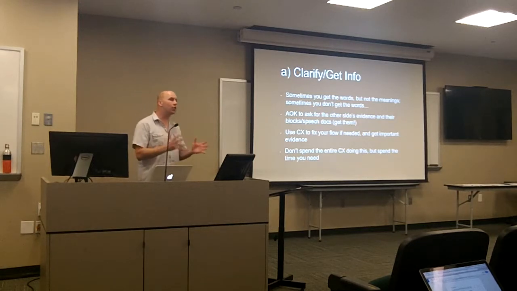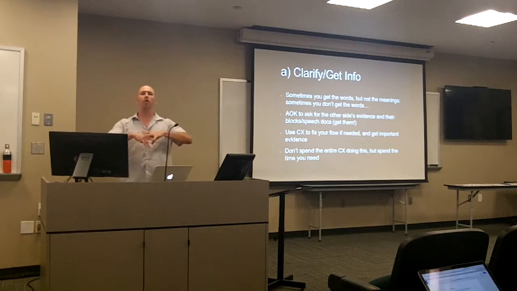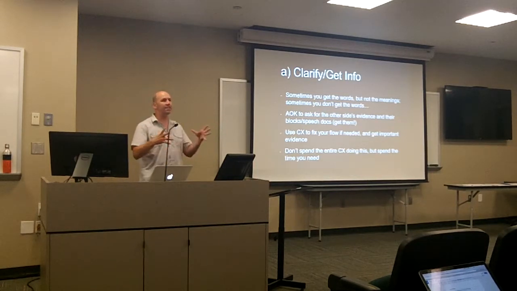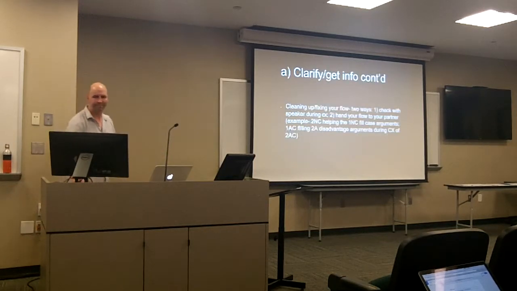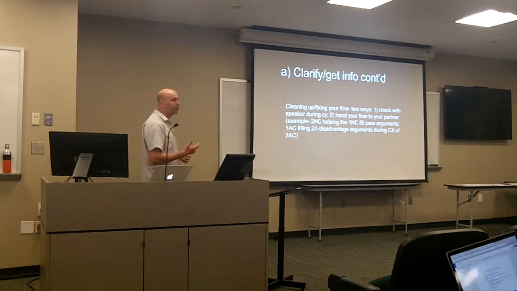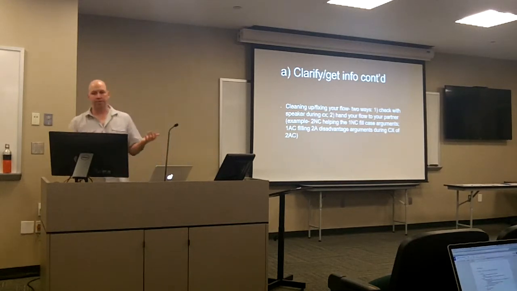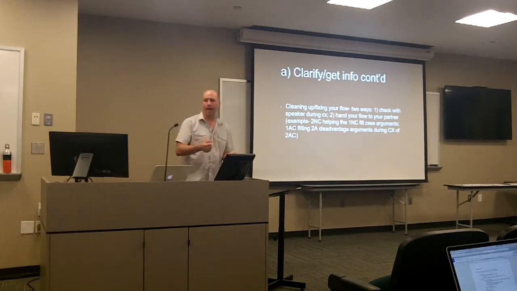So if you're unsure of a particular link to a disadvantage, if you don't understand all of the impact scenarios to the 1AC, you've got to be able to make sure that you capture all that. You can clean up, fix your flow in a couple of ways. One is you can check with the person who gave the speech during cross-examination. Right? Hey, what's your number this? What's your number that?